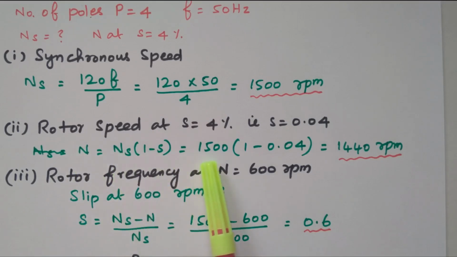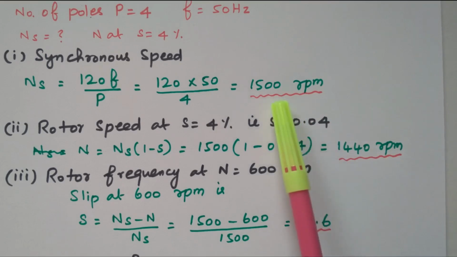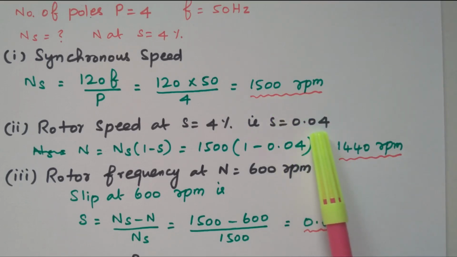So ns is 1500, which we just calculated, into 1 minus the slip, which is 0.04. So 1500 into 1 minus 0.04. By simplifying this, we got 1440 rpm. So the synchronous speed is 1500. Because of the slip, the motor rotates at 1440 rpm.